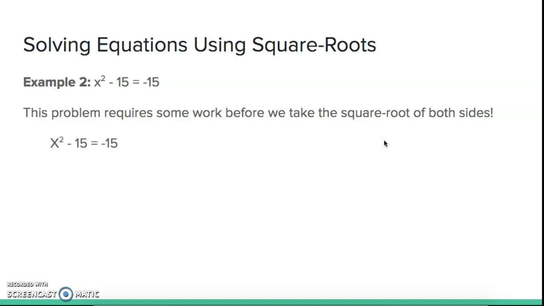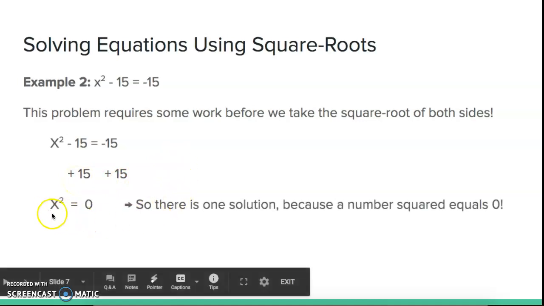Just like we've done on all our other solving problems, our first step is to get the x squared by itself. So what I'm thinking about is this minus 15 right here on the x squared side. I'm going to cancel that out and bring it over to the right side of my equation. The way we do that, just like before, is by undoing that subtraction by adding 15 to both sides.